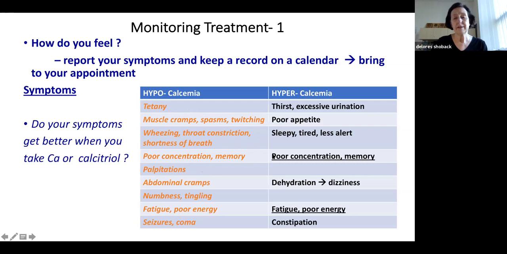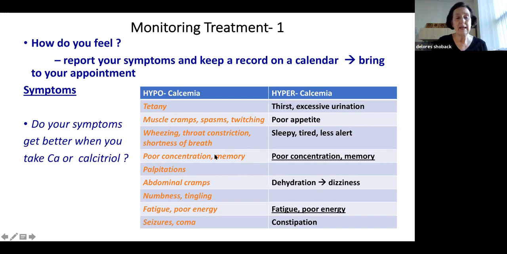And then if your therapy is overdoing it, if you've become hypercalcemic, these are some of the symptoms. You can see fatigue and poor energy are the same, okay? Poor concentration and memory are the same with hypo and hyper. That's why the clinical part of it has a lot of overlap and a gray zone. But these are the symptoms we're paying attention to when we're thinking, am I treating with enough medicine, or am I giving too much medicine?